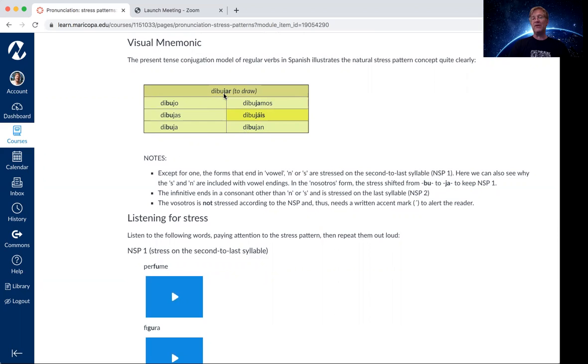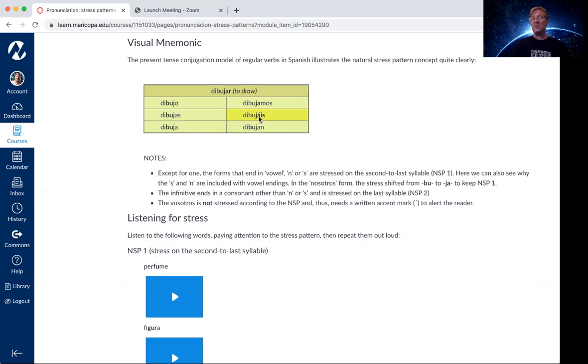The infinitive, on the other hand, ends in a consonant other than N or S, and thus is stressed on the last syllable, dibujar. So notice that stress shift from jar to bu when we conjugate it. Dibujar, dibujo. You hear that stress shift? Dibujar, dibujo. The one form that's irregular, right, it breaks the stress pattern, is the vosotros, and that's why it needs an accent mark on the last syllable.